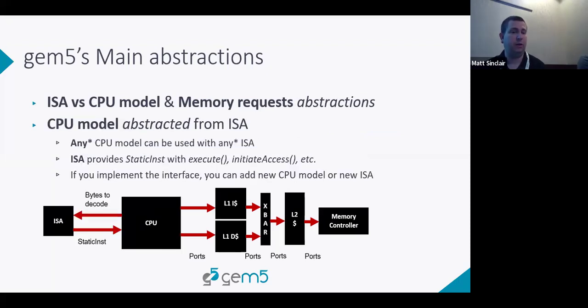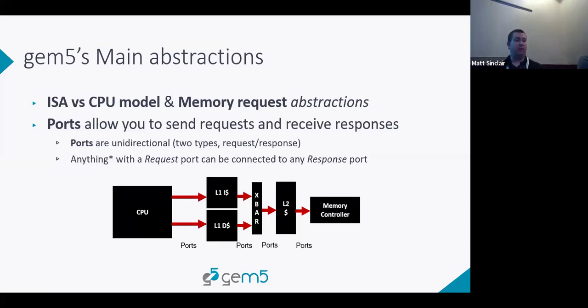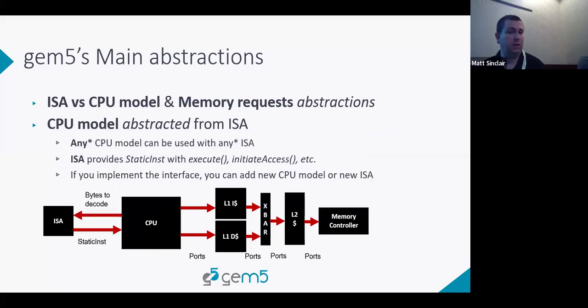So if I want to model a system with a CPU followed by the split L1 caches with a crossbar to the L2 cache and then to the memory controller, what I would need to do is have a request and response port connecting each of those components. But the reason why I said any is it does require that you've implemented the interface to do that connection. So if you have some new CPU model or a new ISA that you want, you can integrate it in as long as we have that definition here.